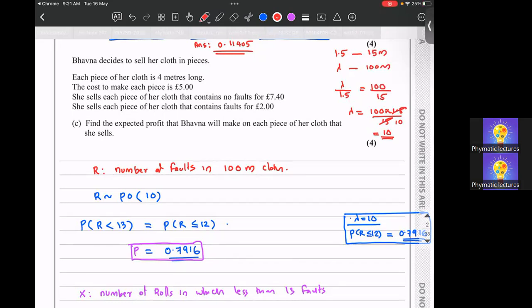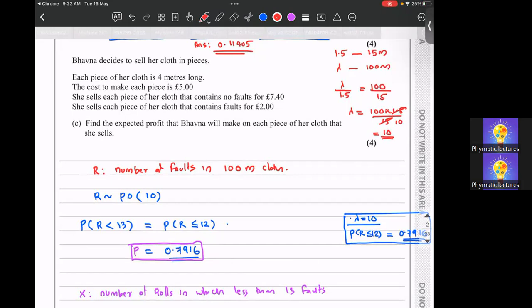The manufacturing cost for each piece is 5 pounds, correct? Manufacturing cost is 5 pounds. So she sells each piece of her cloth that contains no folds for 7.4 pounds, and she sells each piece of her cloth that contains folds for 2 pounds. Find the expected profit that Bhavana will make on each piece of her cloth that she sells, correct?